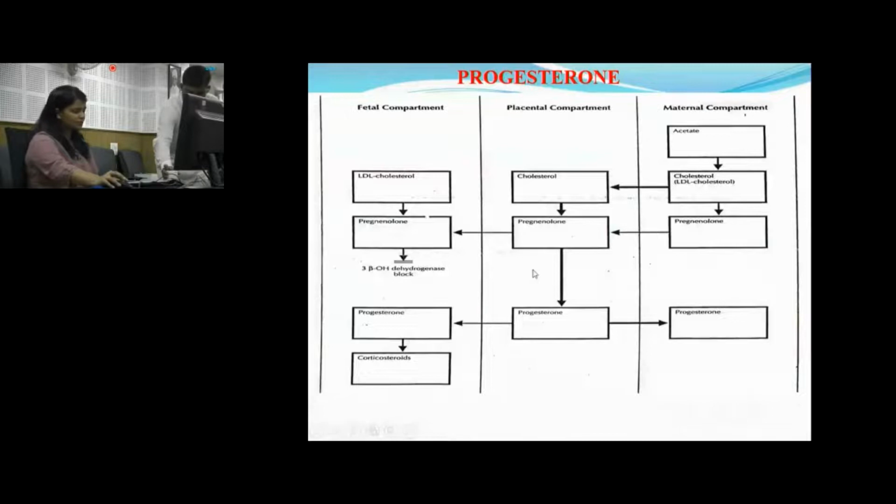The important point is that after the death of the fetus, even if there is no circulation in the placenta, the progesterone continues to be synthesized. So the holding of pregnancy can still happen. In intrauterine death of the baby, the pregnancy can still be held because there is still secretion of progesterone from the placenta.